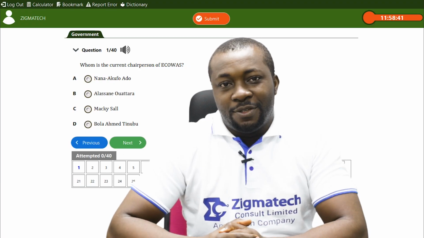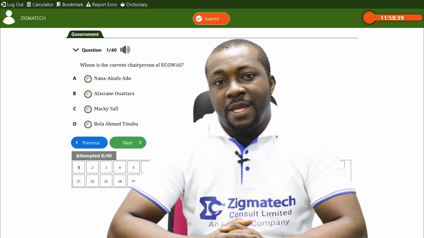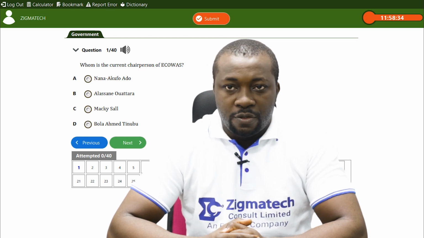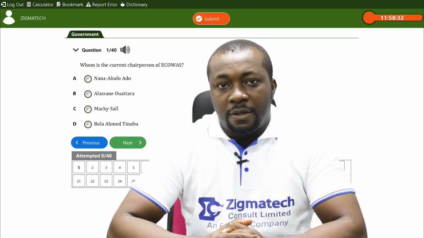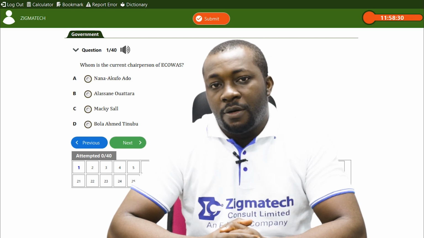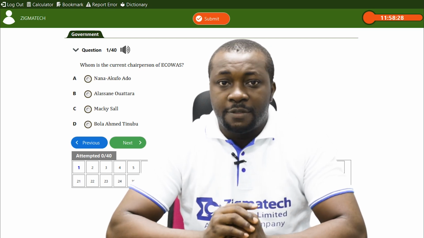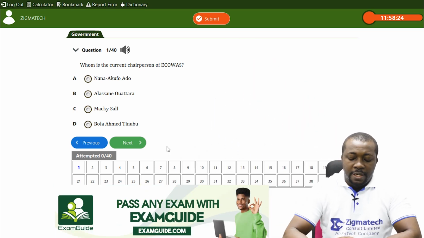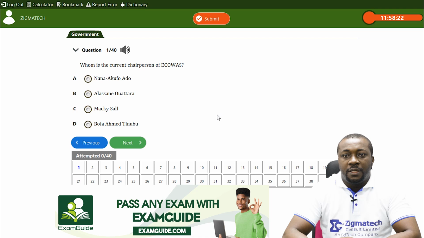In this class, we are going to take the most recent UTME past questions, that is 2023 questions. We are going to solve them and also look at why a particular option is the answer. We are looking at specifically module one. Now, the first question says, who is the current chairperson of ECOWAS?